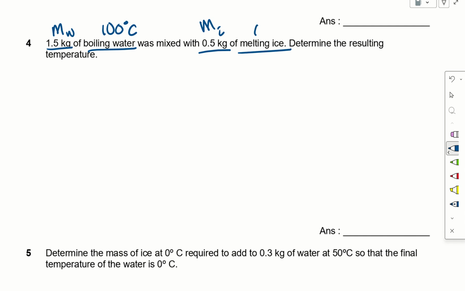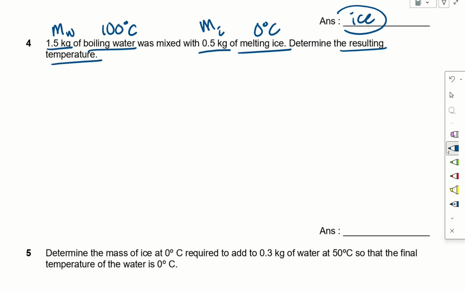That means the ice is actually at 0 degrees, right? If it's melting ice, it must be at 0 degrees. Boiling water, it must be at 100 degrees. But if I just say it is ice, then you cannot really say that it must be at 0 degrees, because it can be at -5, -10. But if I tell you it is melting ice, that means it is in the process of melting, it must be 0 degrees. So determine the resulting temperature.